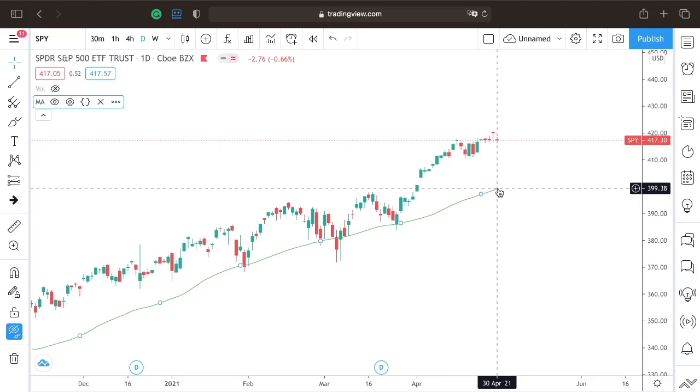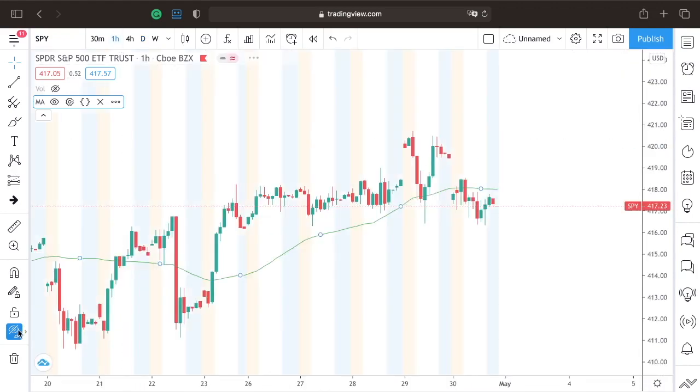That's the daily time frame for the S&P 500. Now let's go on to the 1 hour time frame and we'll bring on the technicals.